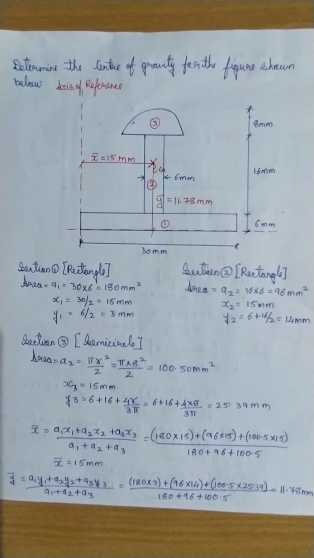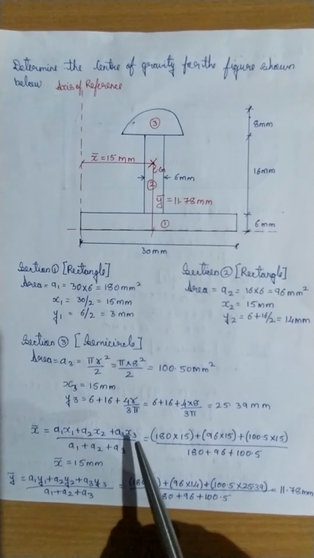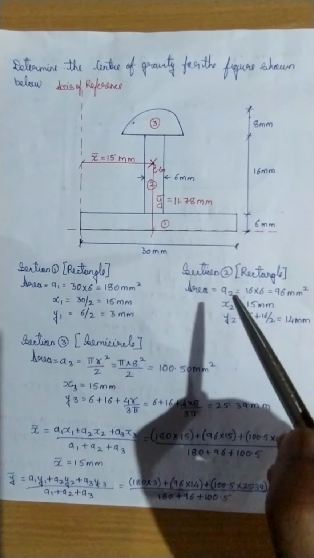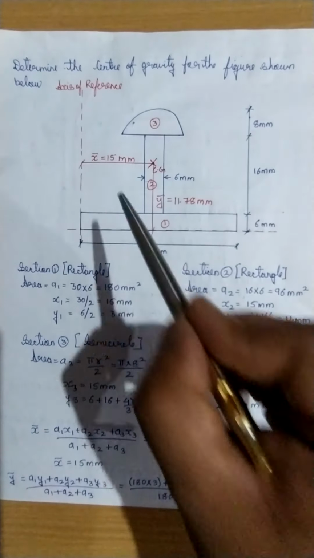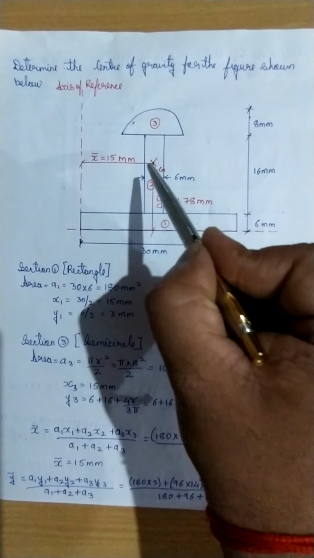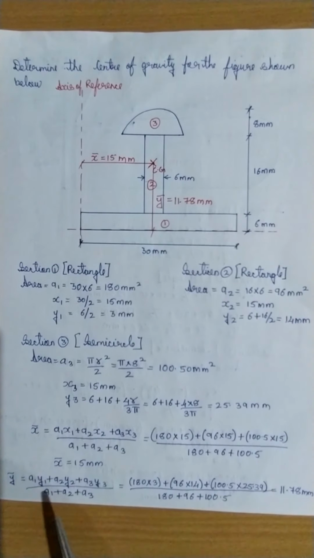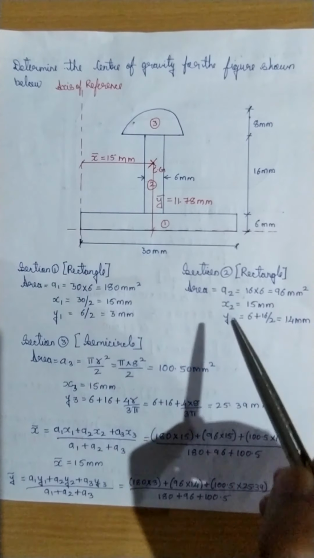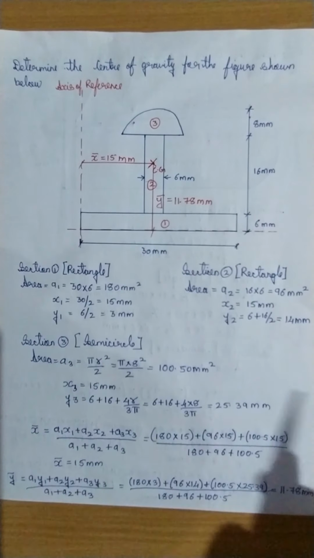Now finding x bar and y bar. There are 3 sections. So x bar will be a1 x1 plus a2 x2 plus a3 x3 divided by a1 plus a2 plus a3. Substituting the values in this equation, we get x bar as 15 mm from the axis of reference. Similarly, y bar is a1 y1 plus a2 y2 plus a3 y3 divided by a1 plus a2 plus a3. Substituting the values, we get 11.78 mm. Hence the CG is located.